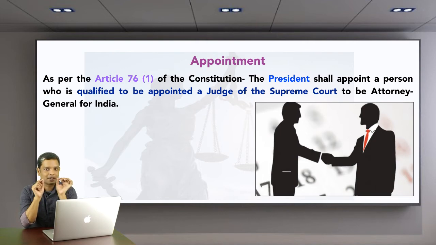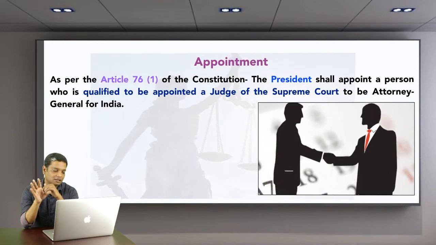So Article 76(1) defines the post of the Attorney General, and it also defines the qualification, meaning who can be appointed as the Attorney General of India: one who has the qualification to become a judge of the Supreme Court. We have discussed what the qualification to become a judge of the Supreme Court is, so at this point in time I won't be discussing that.